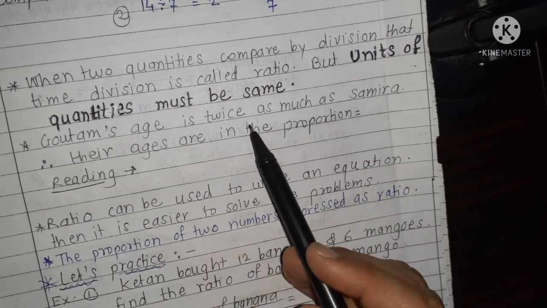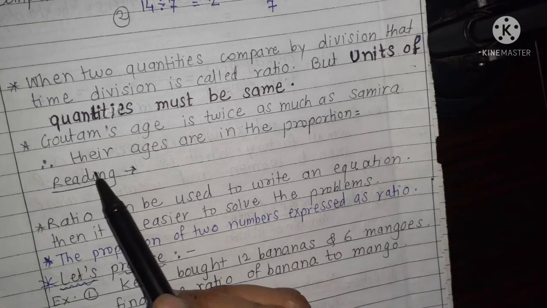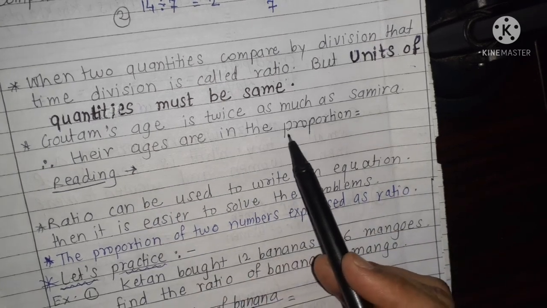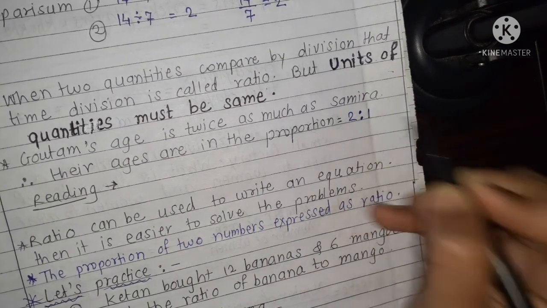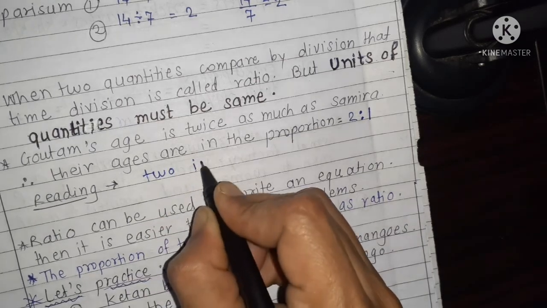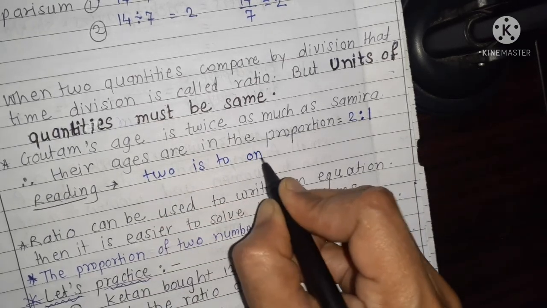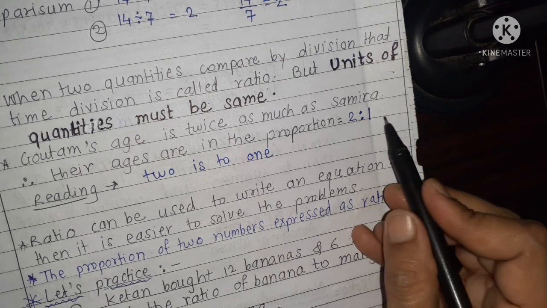Gautam's age is twice as much as Samira's. That means their ages are in the proportion 2:1. How can we read? 2:1. This proportion, how can we read? 2:1.